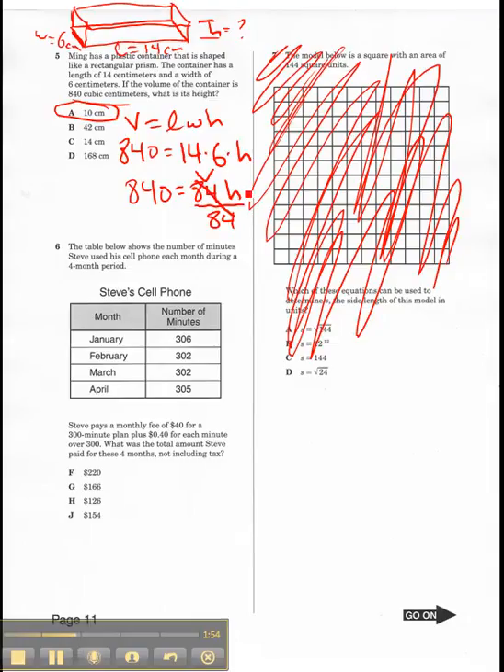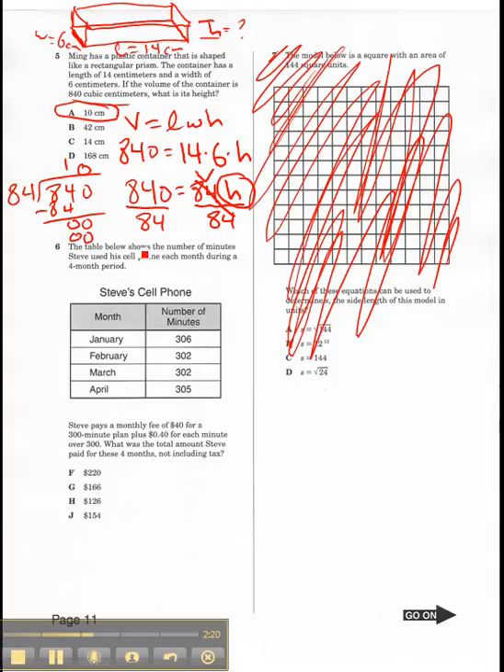84 over 84 is 1, so we're just left with h on this side. And 840, whatever we do to one side of the equation, we have to do the other side, so we're dividing by 84 on both sides. And 840 divided by 84 is 10. So h equals 10 centimeters.